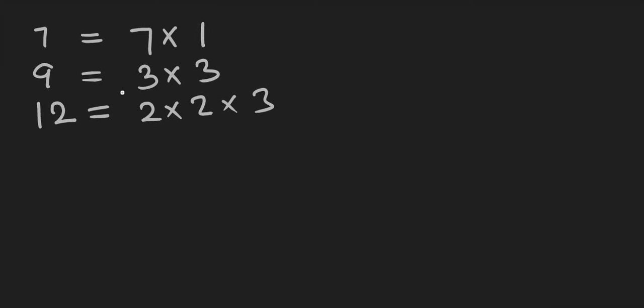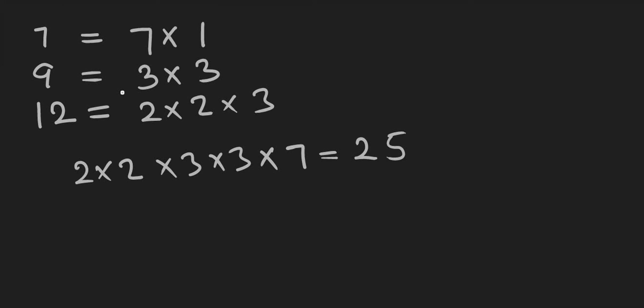Therefore, the most number of 2's that we get is 2 into 2. The most number of 3's that we get is 3 into 3, that is from 9. The most number of 7's that we get is 7. Therefore, 2 into 2 is 4, 4 into 3 is 12, 12 into 3 is 36, 36 into 7 is 252. So that is our LCM for 7, 9 and 12.